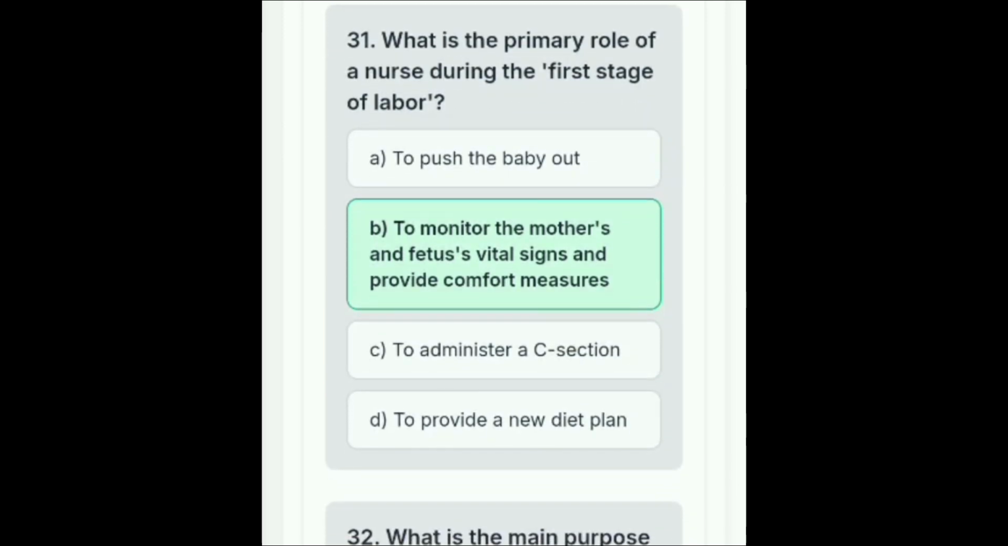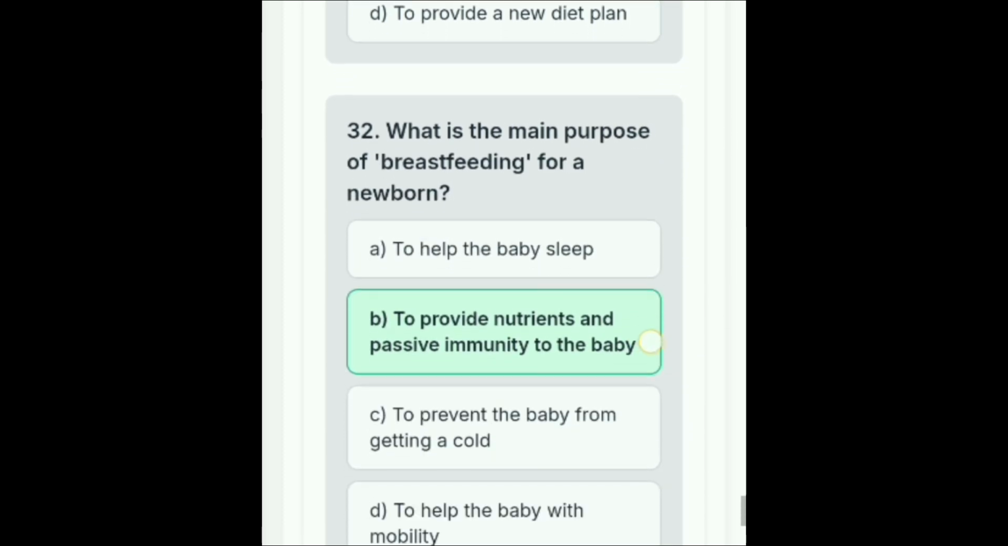What is the primary role of a nurse during the first stage of labor? To push the baby out, to monitor the mother's and fetus's vital signs and provide comfort measures, to administer a C-section, to provide a new diet plan. So the B is correct.